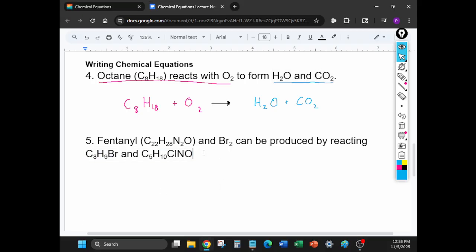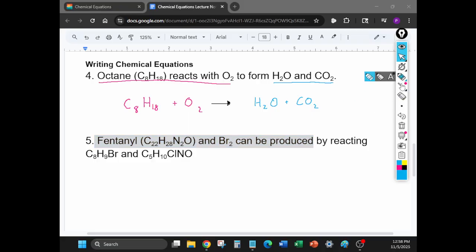So if you look at 5, let's talk about fentanyl and BR2. Now, is fentanyl what we are starting with or what we're trying to make? We're trying to make it, right? So this is a reaction for making fentanyl because it says can be produced. So is fentanyl and BR2 going to be a reactant or a product? Yeah, so this one is going to be a product. So this is a little bit kind of flipped in the actual sentence. But since we're making fentanyl, C22H28N2O and BR2 are going to be our products. So they're going to be on the right side of the arrow. So keep that in mind.